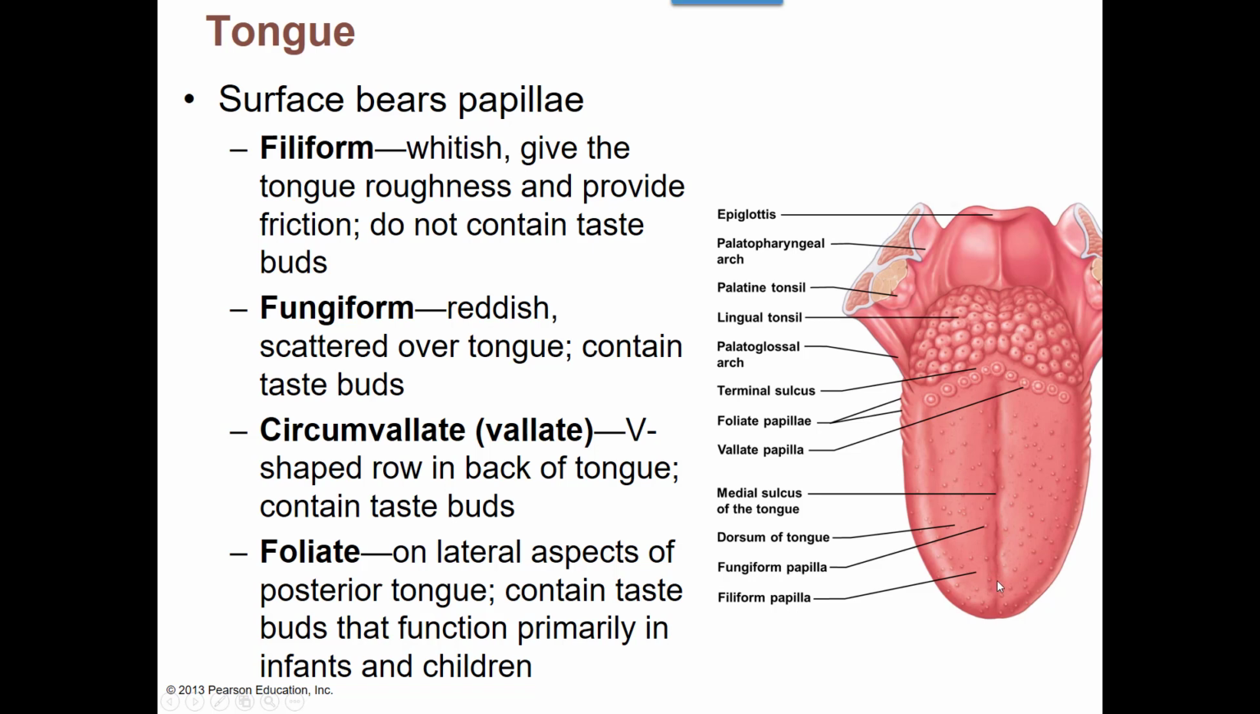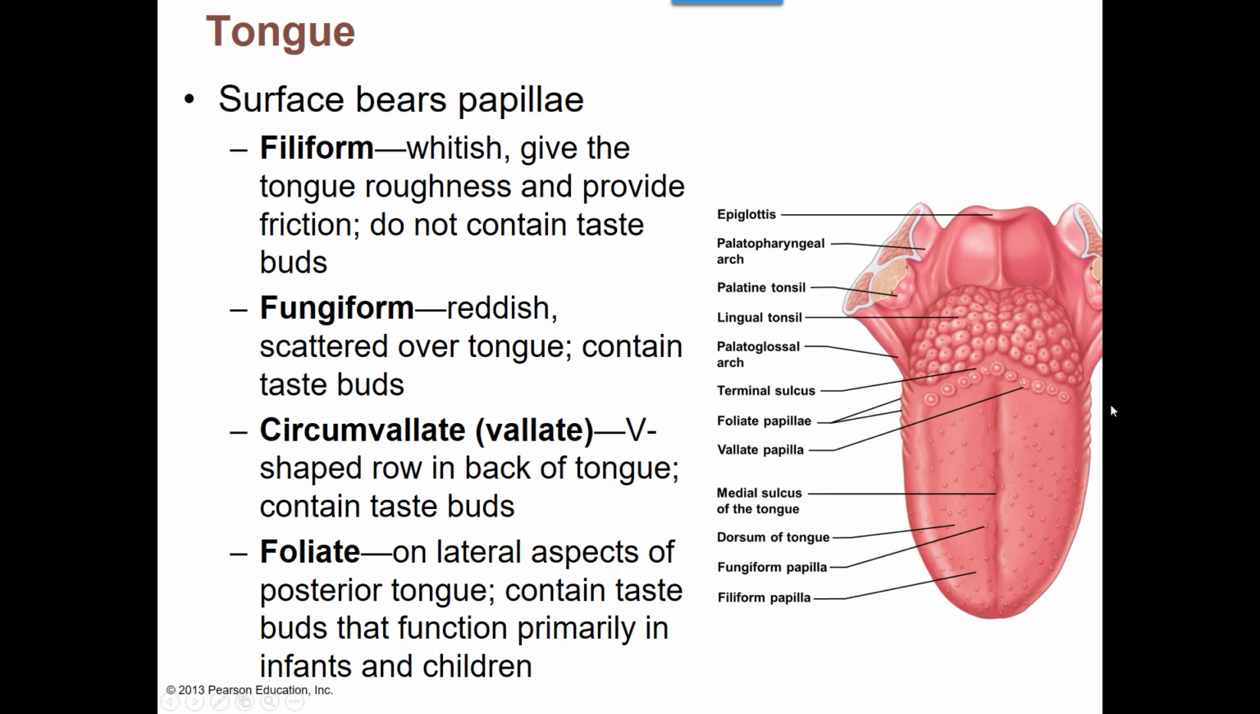The fungiform papillae are bigger. There are fewer of them, and they're scattered all over the front of the tongue as well. They're a little more reddish colored, and it's where you have your taste buds themselves. So when you're licking ice cream, the filiform give the roughness. Fungiform, I think it looks like little fungi, little buds that stick up, and are going to be some of your taste buds. Then you have what's known as your circumvallate, or sometimes just called your vallate papillae. At the back of your tongue, you have one big row. It's a V shape for vallate, and those also contain taste buds.